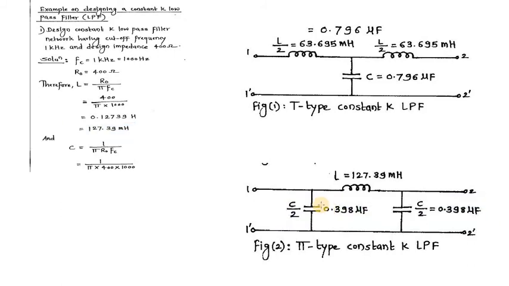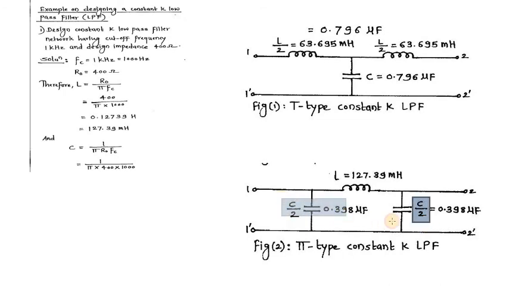So when two capacitors representing an equivalent shunt arm should be equal to 0.796 microfarad, this is possible only when 0.398 microfarad of one capacitor and 0.398 microfarad of another capacitor are connected in shunt with each other. So ultimately it means a C by 2 capacitor should be connected in one branch, and a C by 2 capacitor should be connected in another branch.